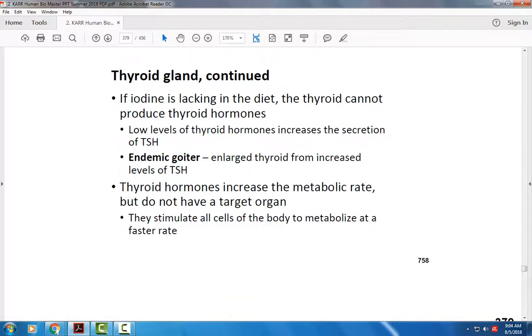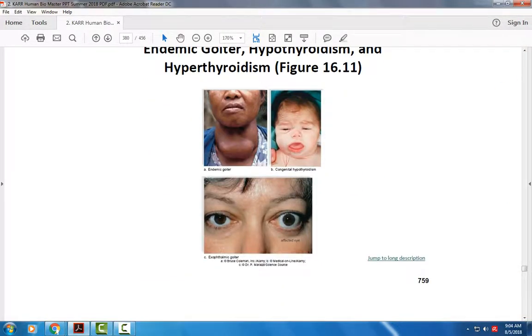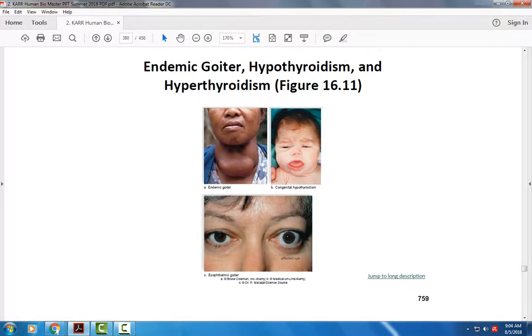And a couple of pictures here. This is an example of a goiter, and we know that it's important for us to get enough vitamin C in our diet. So vitamin C and iodine are two important components of our diet, and people that don't get enough iodine can end up with a goiter. So we see this more in third world countries where there's not good access to nutrient-rich food.